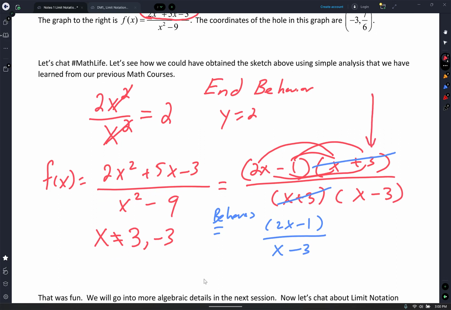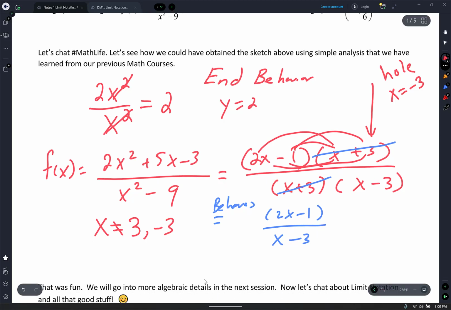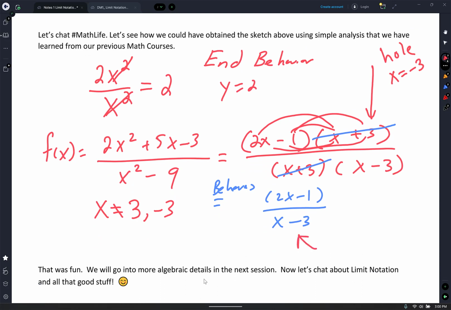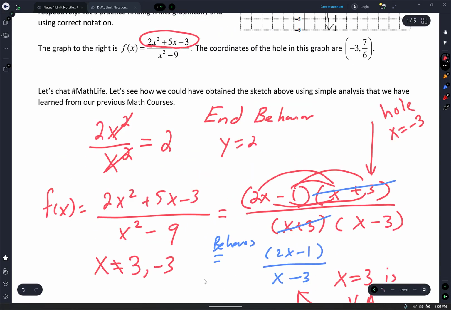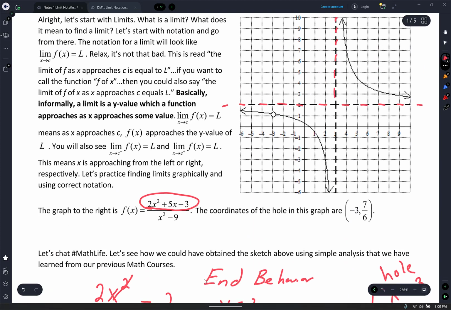Notice that we cancel the x plus 3 factor. That means we have a hole at x equals negative 3. The factor that you cancel out, you have a hole there. And then the factor that you could not cancel out, you see this x minus 3 there in the bottom? That means x equals 3 is a vertical asymptote. Is all this making sense to you guys? Okay. So notice x equals 3, there's my vertical asymptote. Notice at negative 3, I have a hole there.